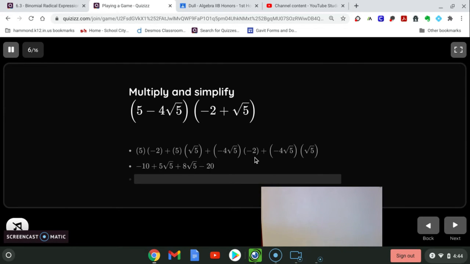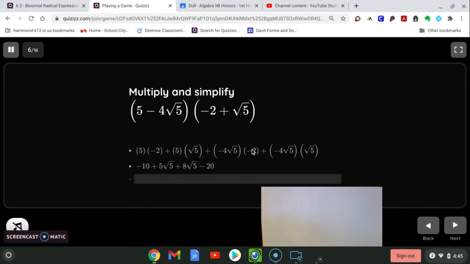So I rolled a couple things in together here. Let's explain. 5 times negative 2 is negative 10. That's pretty easy to see. 5 times square root 5, same situation we had before. We feel like we should be able to do something with the 5s, but we have an integer and then a square root 5. Not the same thing. So 5 times square root 5.